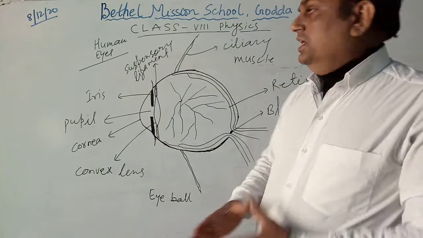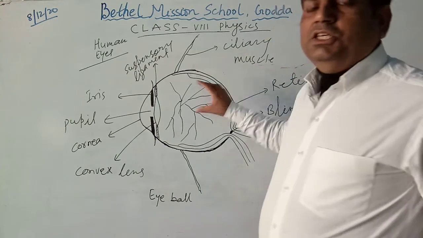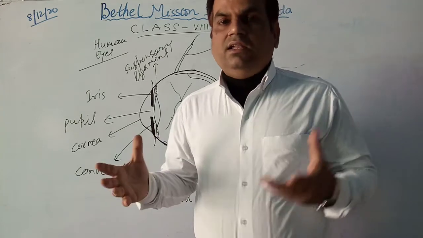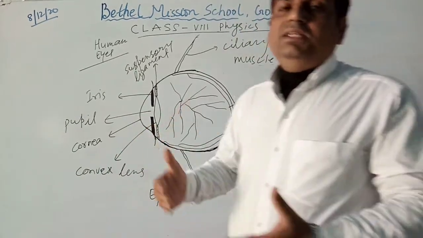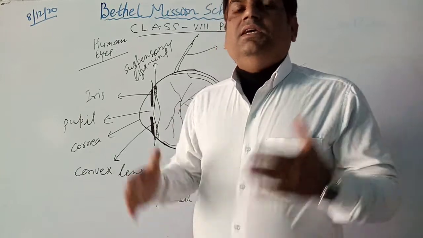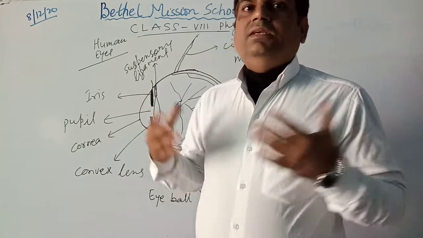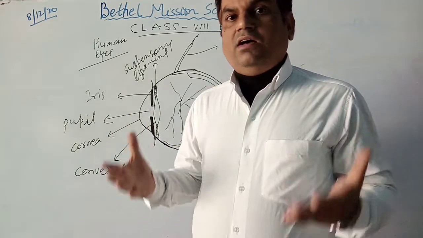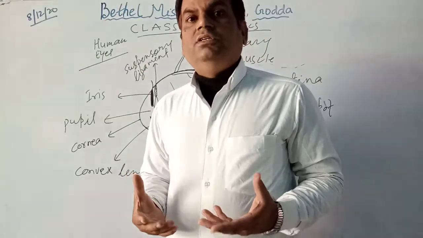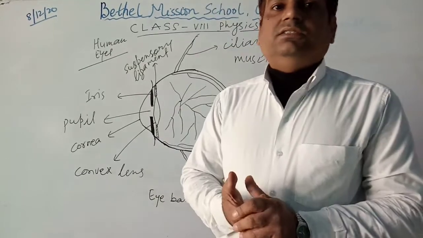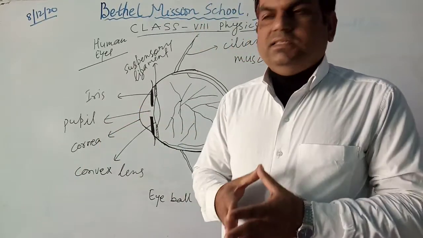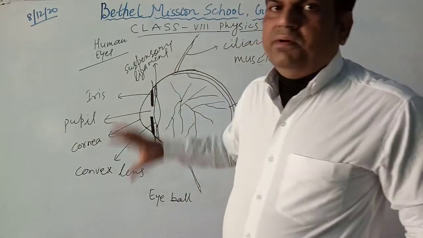So it is a very precious gift given by God to us to see the colorful things and what is happening around us through our eyes. We can see birds, different colorful birds, flowers, fruits, different creatures, buildings, roads, etc. All the things we can see through our eyes.